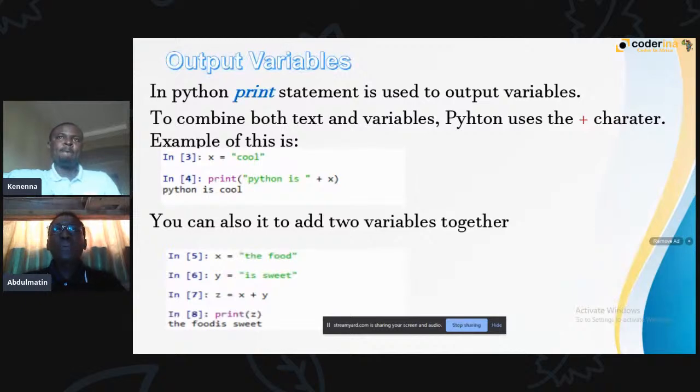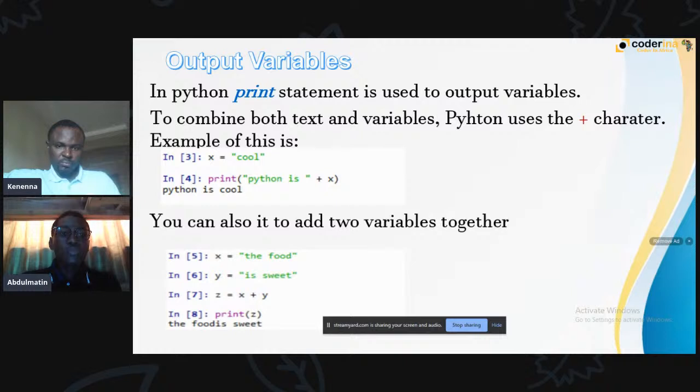Before, when I showed you an example in the last class, I said print hello world, and that hello world is inside a quotation mark. That means we don't have a variable name holding our hello world. We just want to print out hello world. That's the same thing I'm saying here.